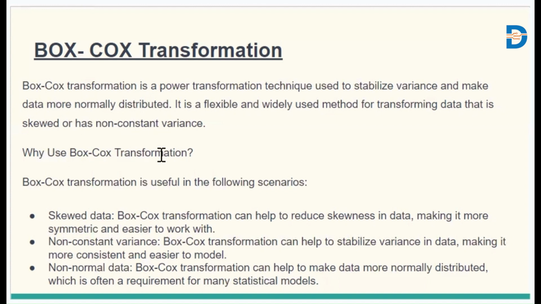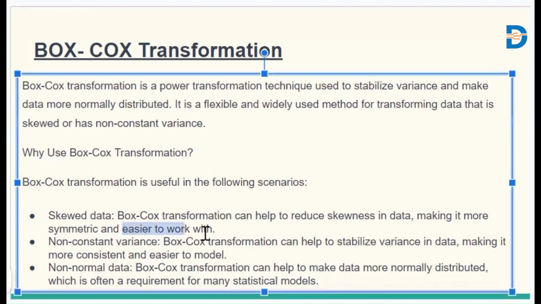Why use Box Cox transformation? I have listed out a bunch of reasons. One, let's say you have skewed data. By applying Box Cox transformation, it can help to reduce the skewness in the data, making it more symmetric. If it is more symmetric, it is easier to work with, so it will increase the machine learning accuracy as well. And non-constant variance: whenever there is non-constant variance, Box Cox transformation helps in stabilizing that variance, making it more consistent and easier for the model.